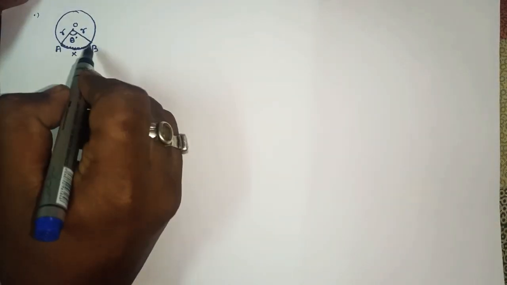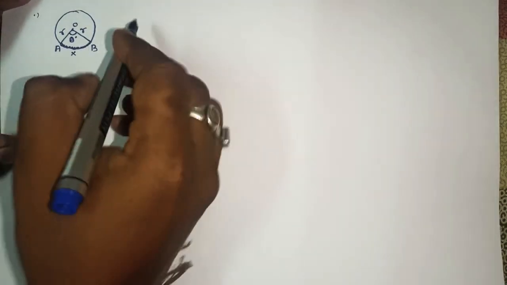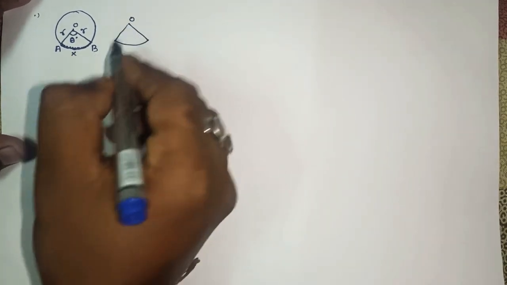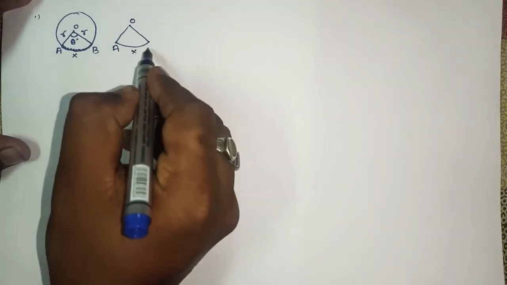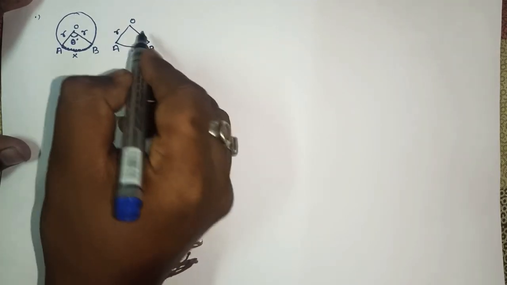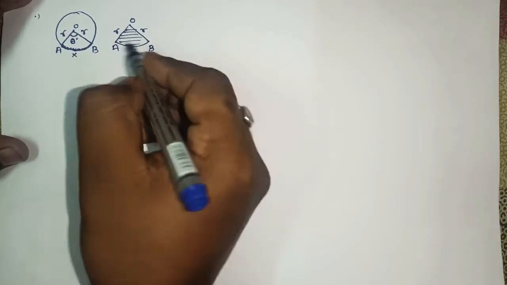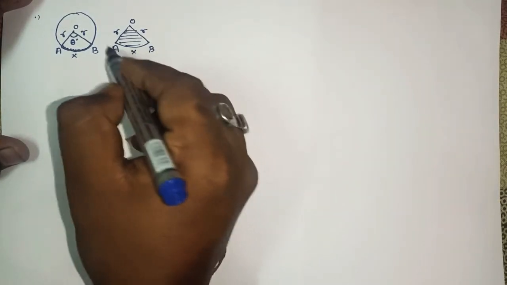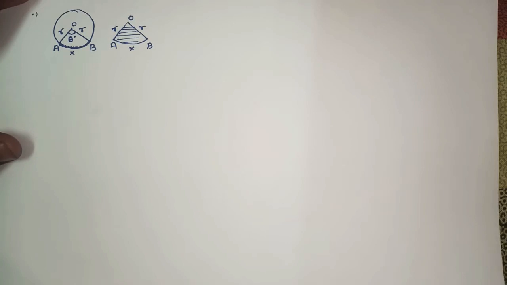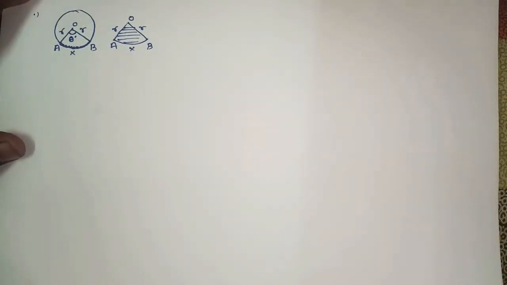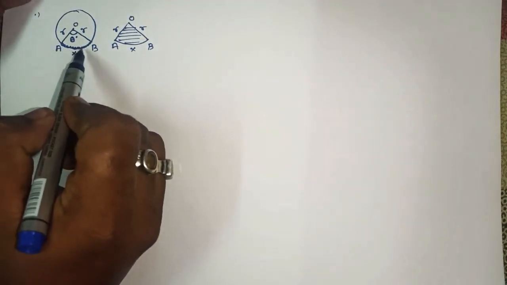If we remove this whole section, this piece, it will look like this. Yes or no? O A X B. This is the radius, and this section is known as the area, and this is the sector. Yes or no? So the whole section is known as the sector. This part is known as the length of the arc.